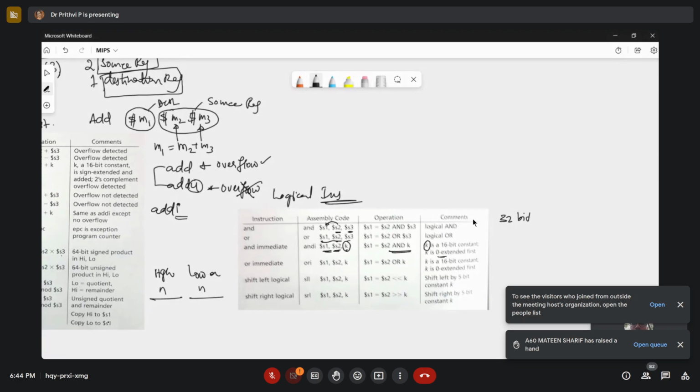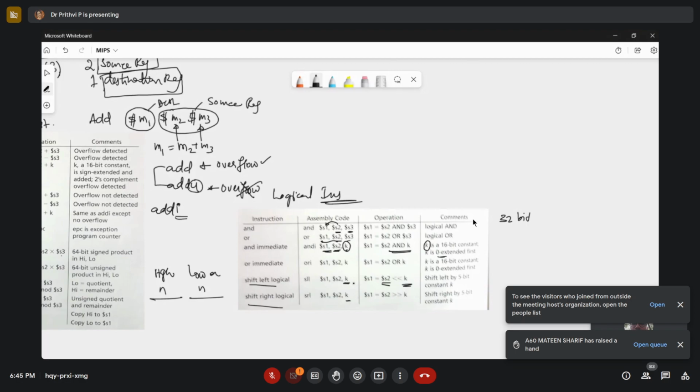And this one is the shift left or shift right logical operation. How many bits you have to shift will be indicated by the constant value. Say the value you are indicating here, the content of this will be shifted by the constant 5-bit value of k. That is the standard that will be followed in your logical instructions.